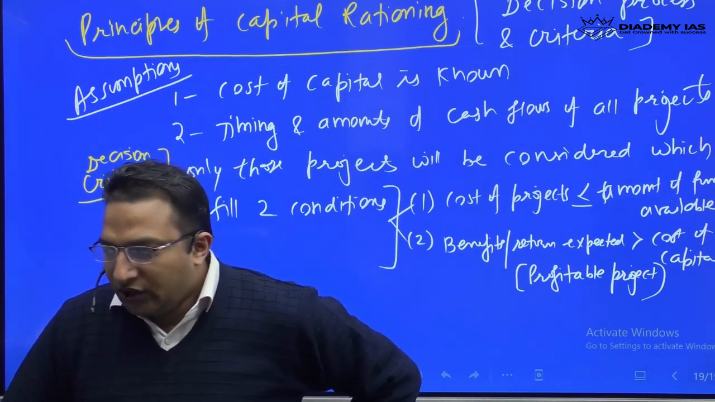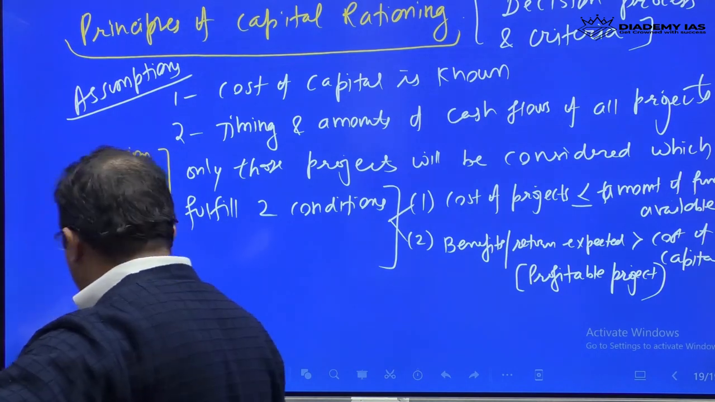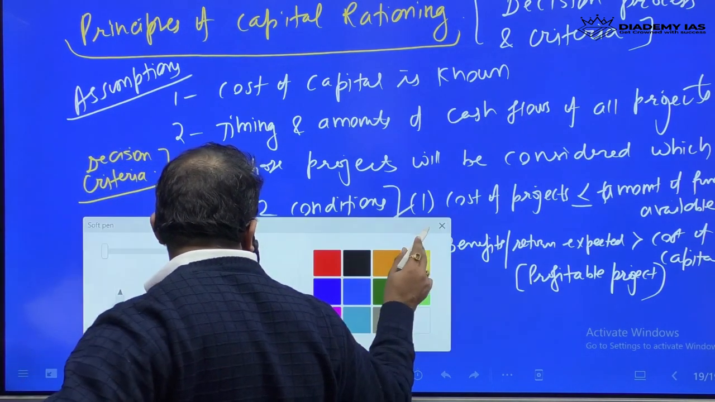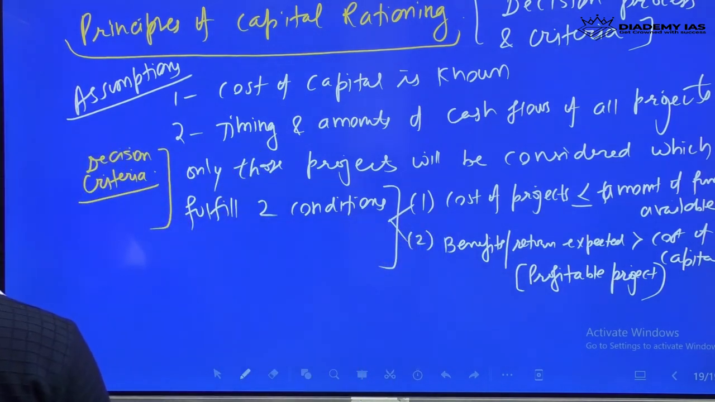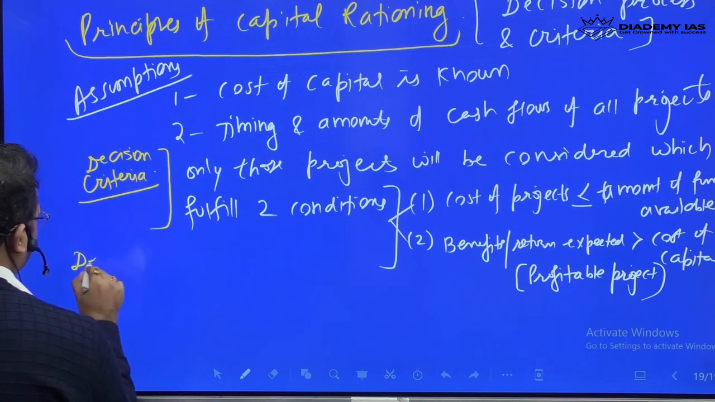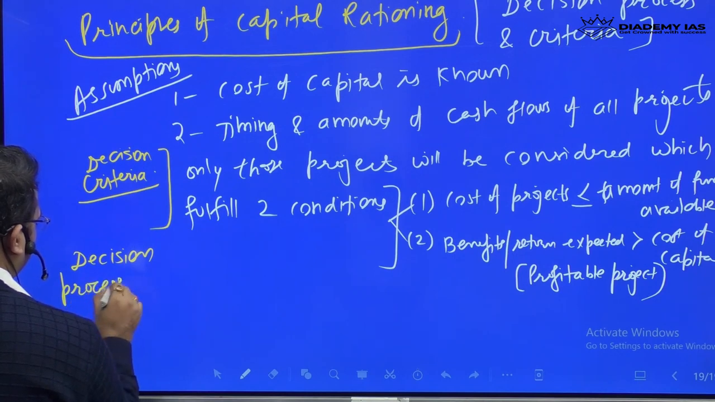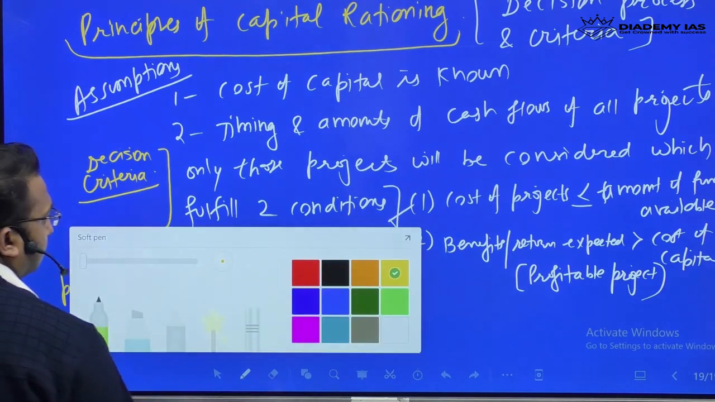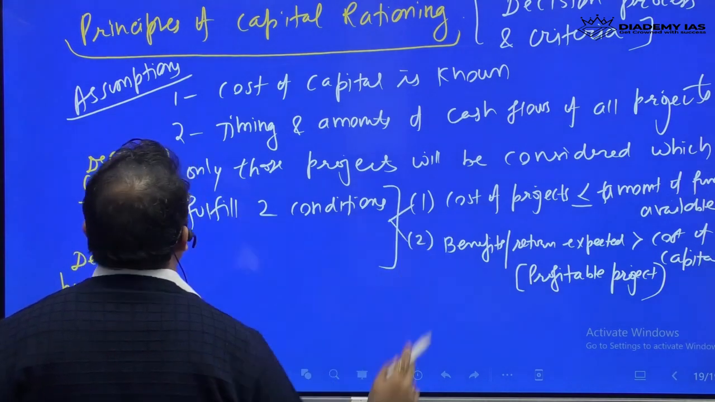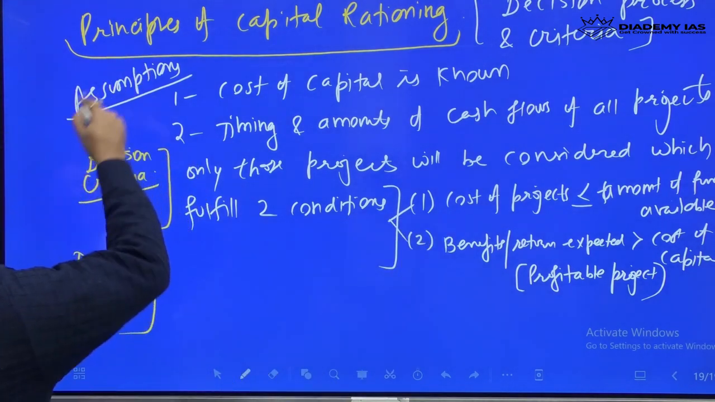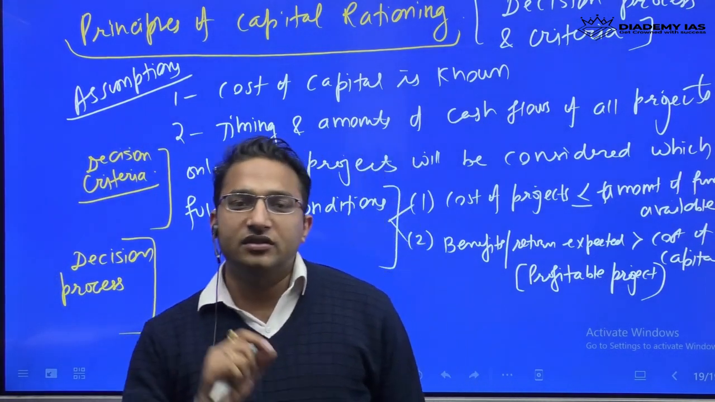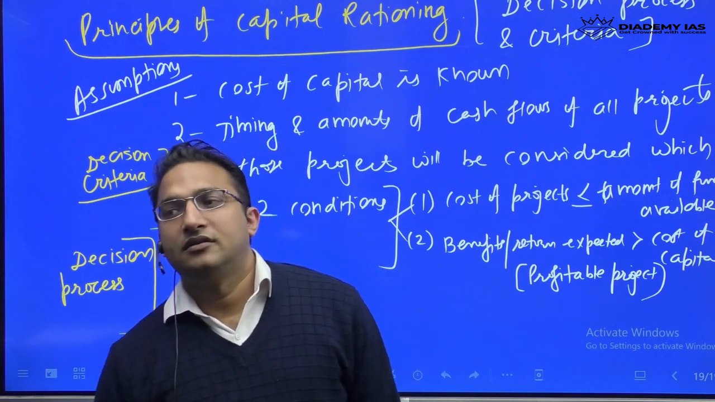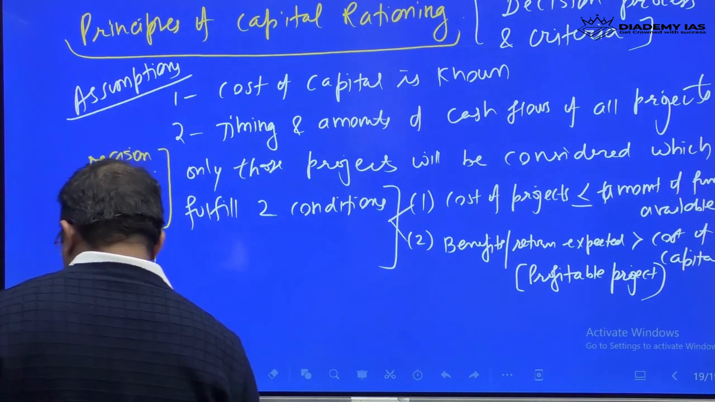Yes? Now, what is the decision process? So these assumptions, decision criteria, decision process, these are the subheadings. In your examination, try to highlight the subheadings, underline them, so that it becomes easier for the examiner to identify.